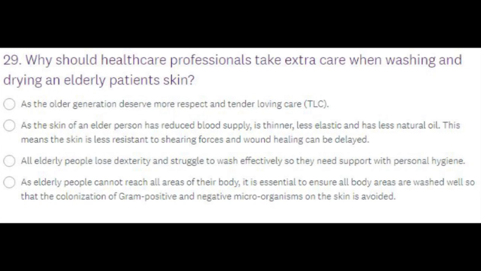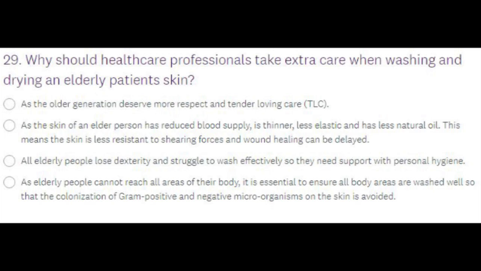Question number 29. Why should healthcare professionals take extra care when washing and drying an elderly patient's skin? Option A, as the older generation deserve more respect and tender loving care. Option B, as the skin of an elderly person has reduced blood supply, is thinner, less elastic and has less natural oil. This means the skin is less resistant to shearing forces and wound healing can be delayed.